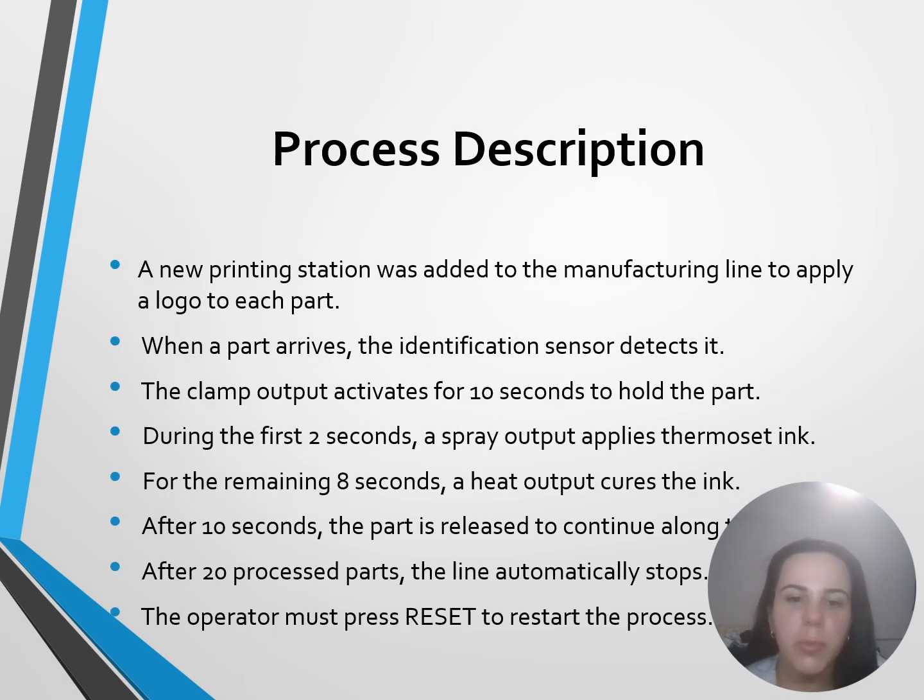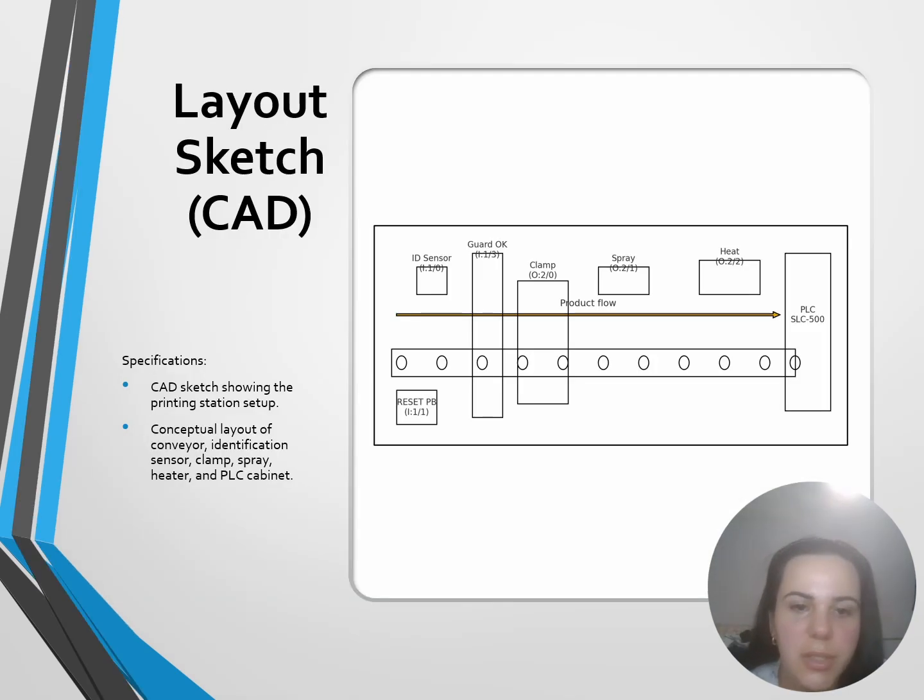Moving to the process description, a new printer station was added to the manufacturing line to apply a logo to each part. When the part arrives, the sensor detects it, and the clamp output activates for 10 seconds to hold the part in place. Then it has 2 seconds of ink spray and 8 seconds of heating output to cure the ink. After 10 seconds, it releases the part, continuing along. After 20 parts are processed, the automation line stops, and then the operator must press the reset to restart the process. As mentioned, here is the layout sketch of the CAD design.